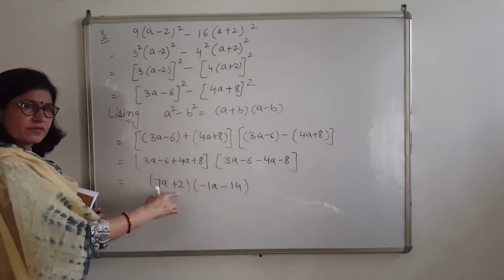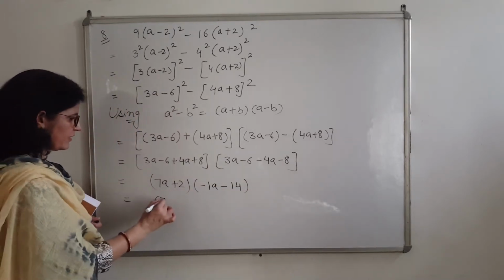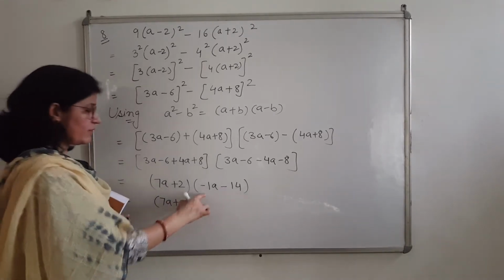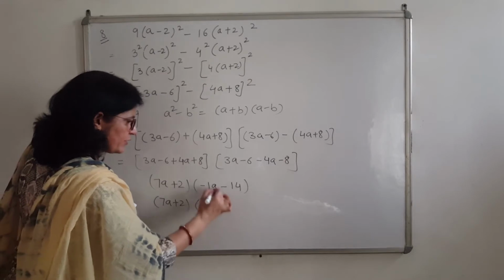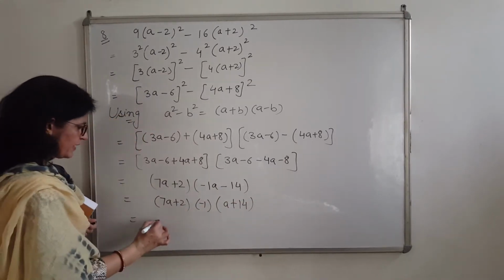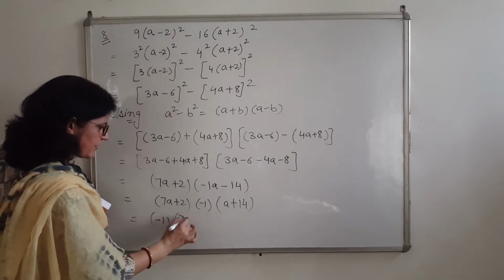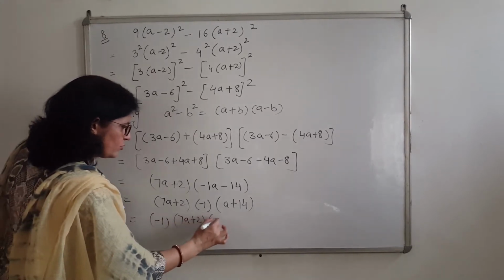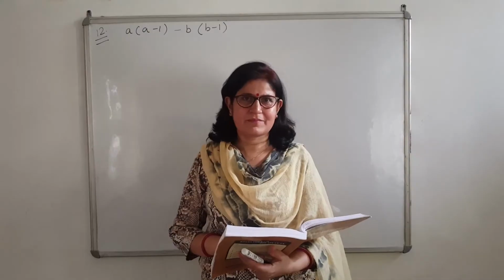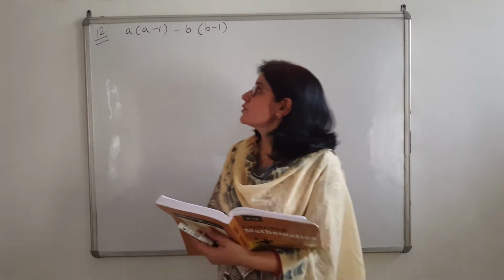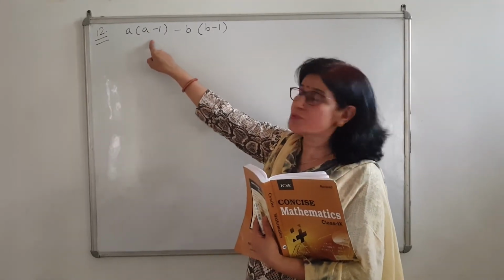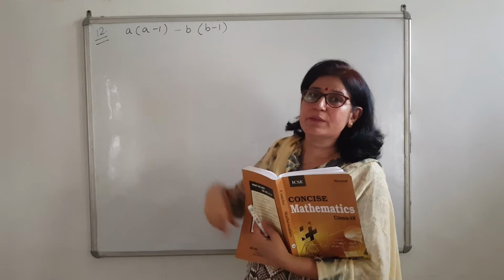Can we take any common from here? No. So we write it the same. Here both are negative terms, we can take minus common. So it is a plus 14. So our factors are minus 1, (7a plus 2) into (a plus 14). This is the answer. Now question number 12. In this question the statement is given: a into (a minus 1) minus b into (b minus 1).